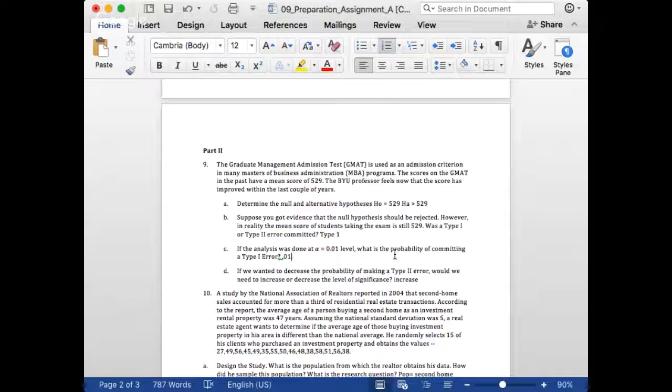So C, the analysis was done at a 0.01 level, with a probability of committing a type 1 error. Basically, this number right here is the... Go ahead. Sorry, my kids are... Okay, it's cool. So this number right here is actually the level of significance, and what that means is this is the percent chance of committing a type 1 error.